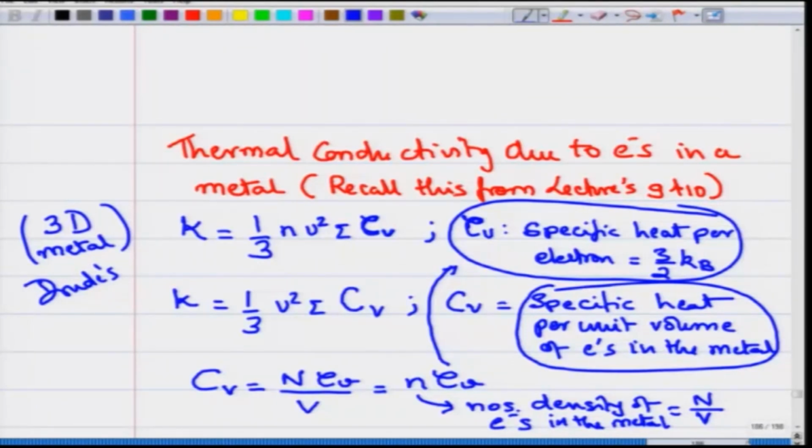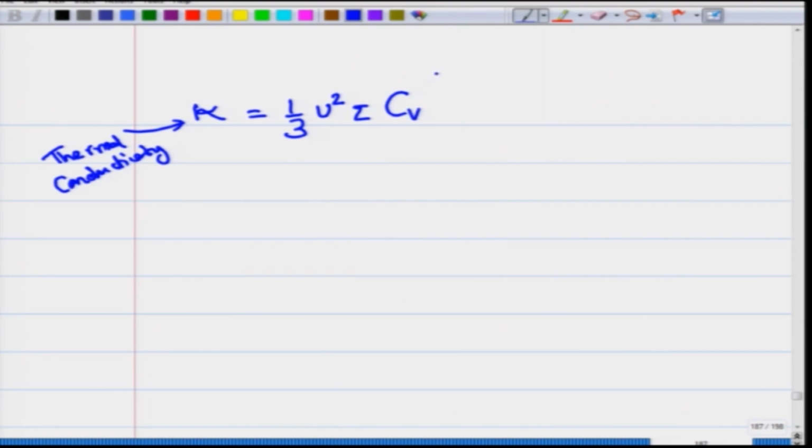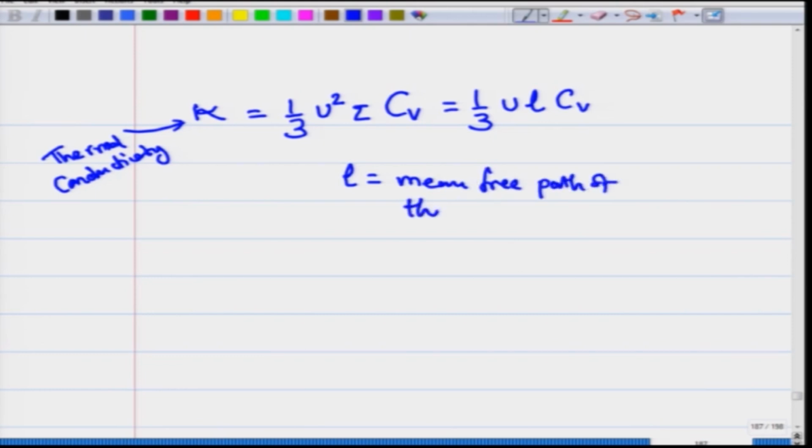So, with this consideration, your thermal conductivity of the metal due to electrons inside the metal, the conductivity is 1 by 3 v square tau times capital C v, where now C v is the specific heat of the electrons inside the solid per unit volume, which we can also write as 1 by 3 v into L into C v, where L is the mean free path of the electrons in the metal, and it is nothing else but the velocity into tau.